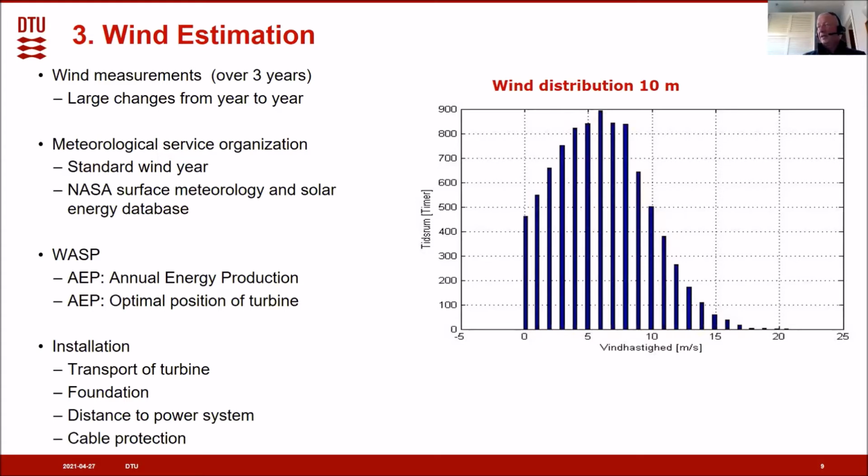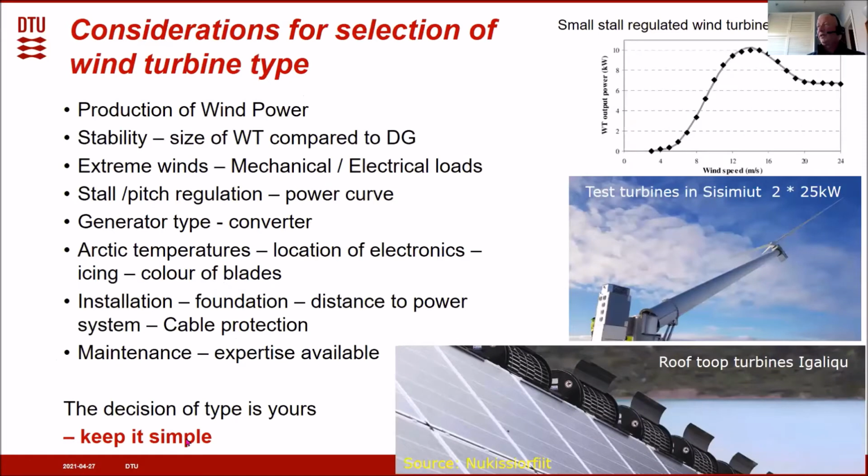When we have these data, then we could use different simulation programs. WASP is developed at Risø, and it is one of the tools. You put in a lot of data, and then you get one specific result, the annual energy production, based on a specific wind turbine and a specific location, where we have taken the local area, trees, houses, etc., into account. The other thing for the investment in a wind turbine is the installation. What will be the cost of that? The transport of the turbine, foundation, distance to power system, cable protection, etc. So this must be taken into account before we can look at wind turbines.